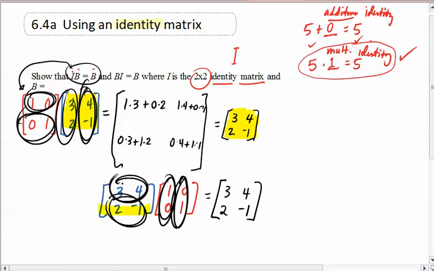Here's my original, there's the identity, here's my same answer. So that's it. That's using an identity matrix.